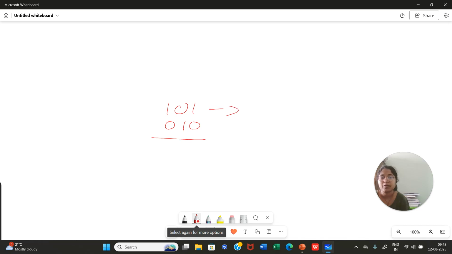We already discussed how we write the values. This is 2 power 0, 2 power 1, 2 power 2. Let's write the decimal value of this binary number. 2 power 0 is 1. So 1 plus 2 power 1, which is 2 into 0, is 0. 2 power 2 is 4. So the value is 5.